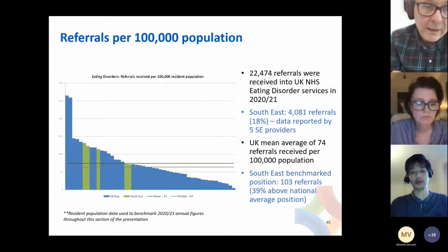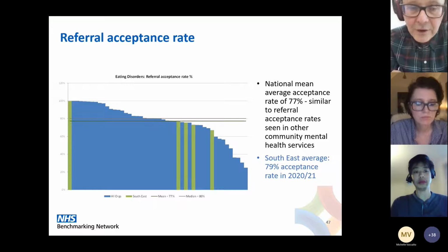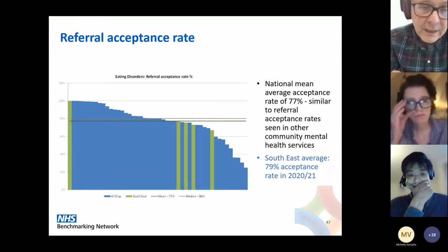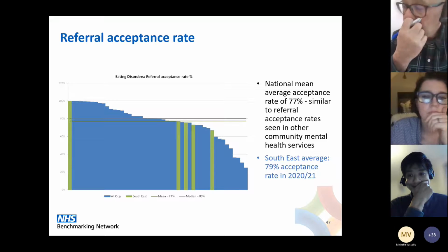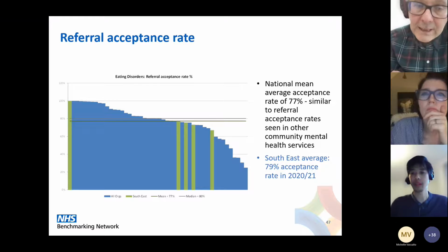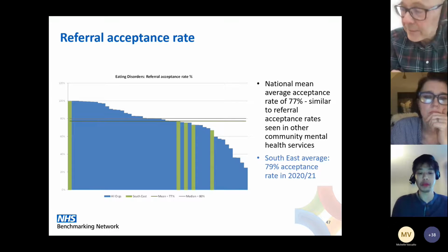So let's quickly move on, Ellie. The next one is the referral acceptance rate. Nationally it was 77%. The South East was just above average, but you can see how that was achieved, because we've got one provider that reported they accepted all referrals, and then the other 4 providers were below the average. Often a lower than average acceptance rate might tell us something about issues about mobilising capacity and about choices being made about the patients that were accepted.